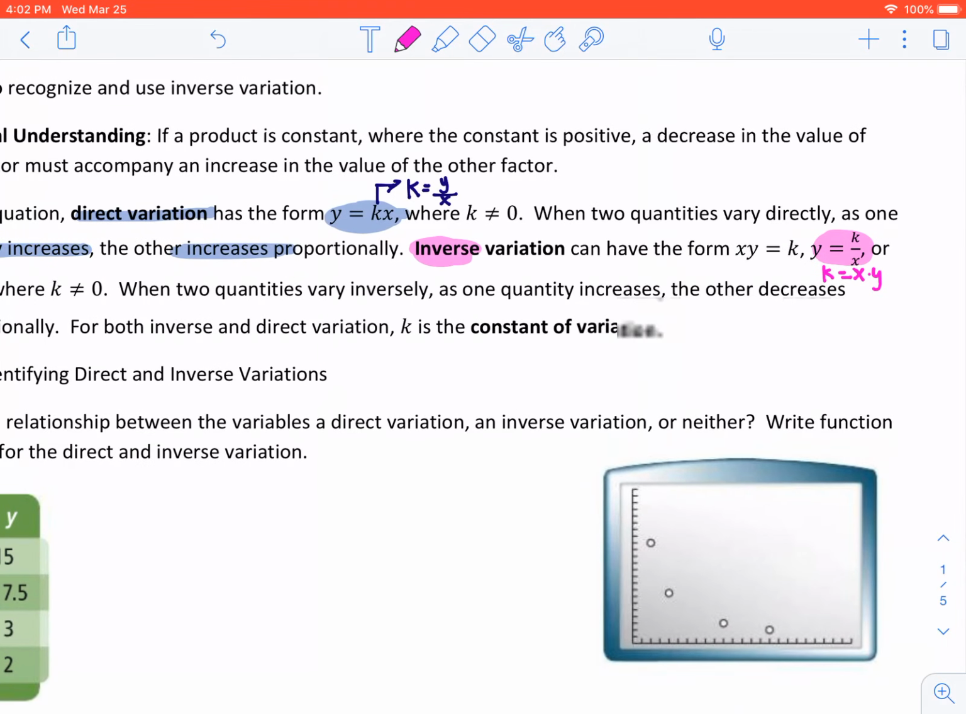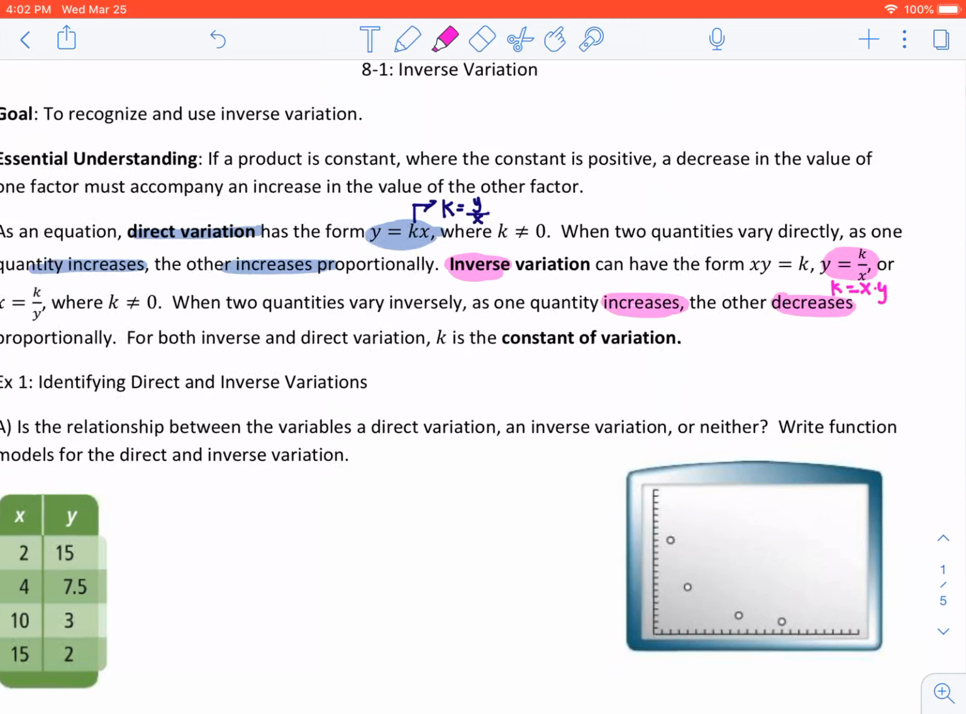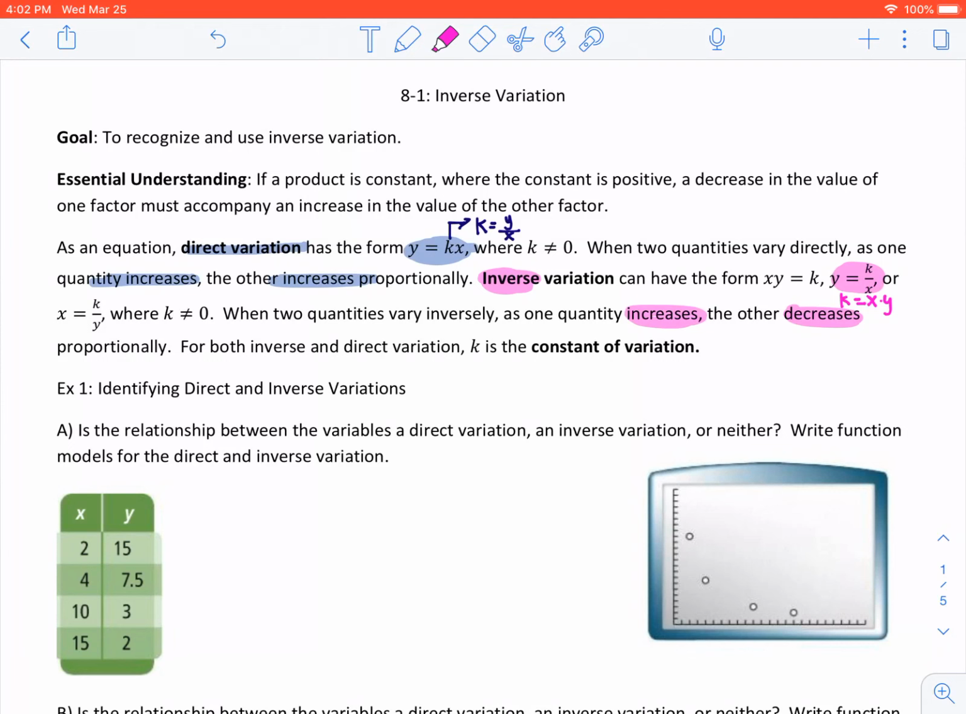Now, when you have inverse variation, our x and y vary inversely, and as one quantity increases, the other one decreases because they're inverses of each other. So as x increases, y will decrease, or as x decreases, y will increase. Whereas with direct variation, they either both increase or they both decrease. So that's the difference. Inverse is going to be one increasing and one decreasing. And again, we call that k our constant of variation. And sometimes it's going to ask us to tell them what the constant of variation is.